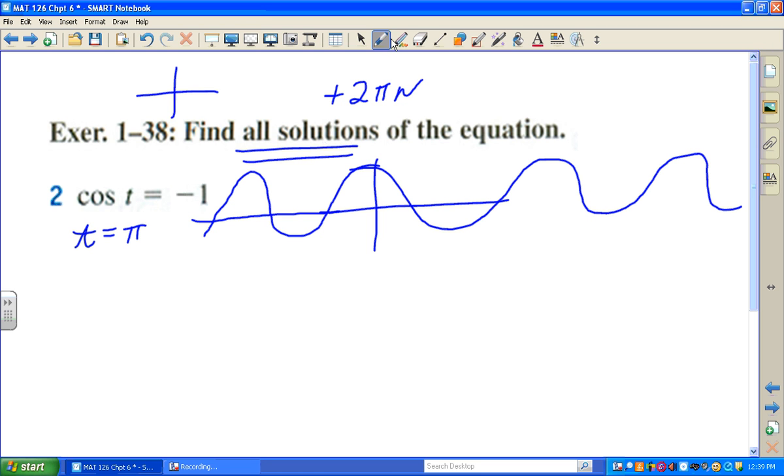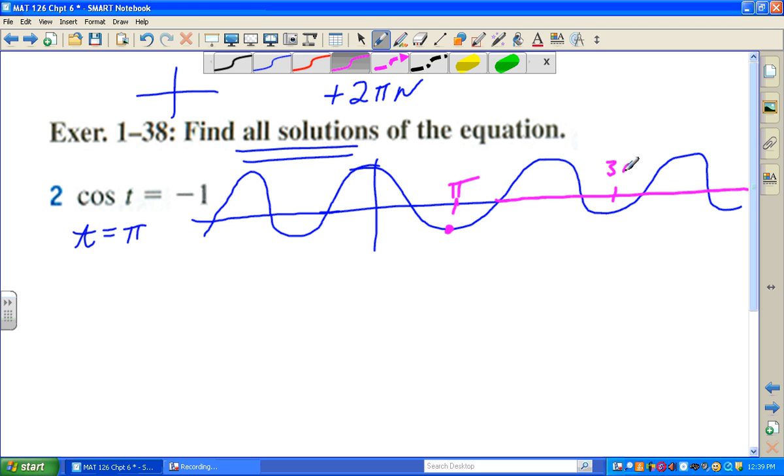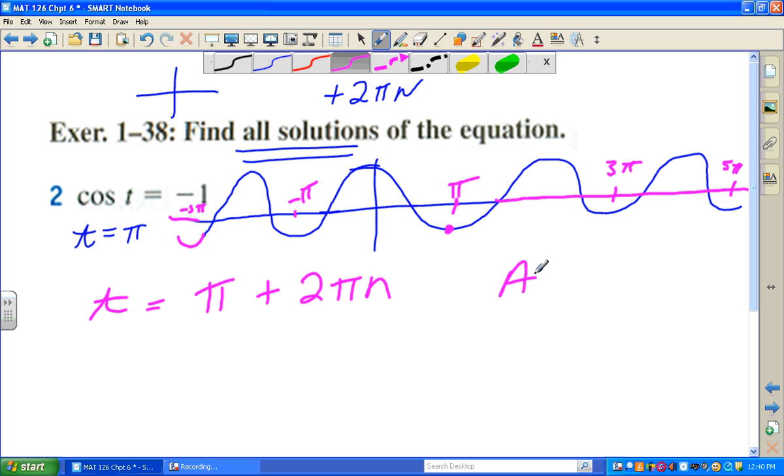Not that difficult. If I take a look at my solutions, there. At pi, the cosine is equal to -1 because it's the x-coordinate, correct? And it's also going to be true where else? 3 pi. It's also going to be true on 5 pi. It's also true at -pi. And it's also true at -3 pi. And as Rachel just said, you don't want to write all those answers, but if you write pi plus 2 pi n equals t, that is all the solutions.